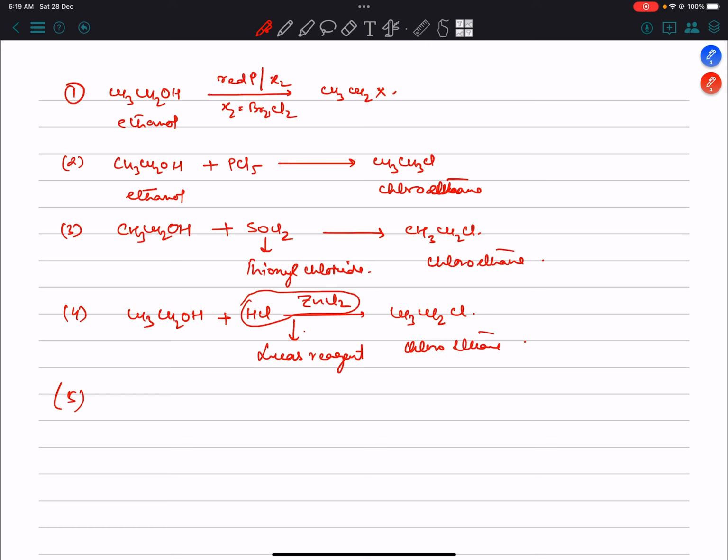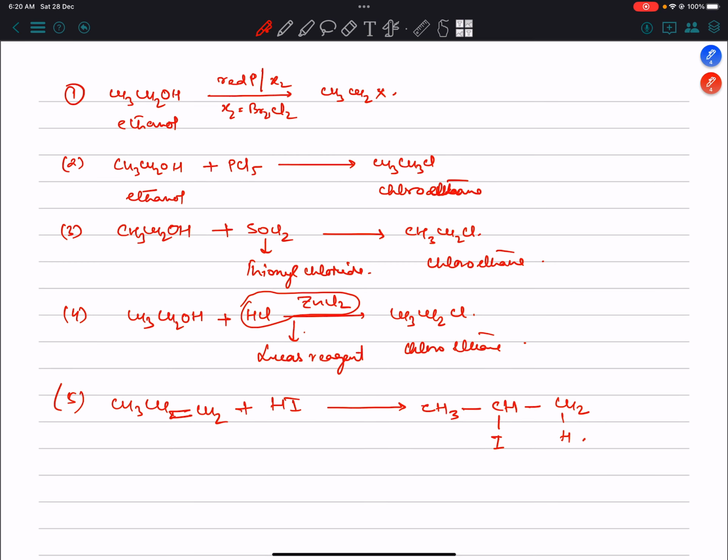Next is when an alkene reacts with hydrogen halide, it forms haloalkane, here iodoalkane. It is an addition reaction, and the addition of hydrogen halide takes place according to the Markovnikov rule.